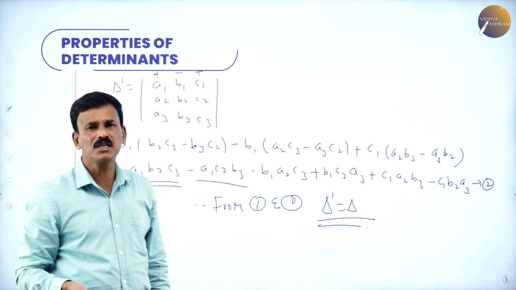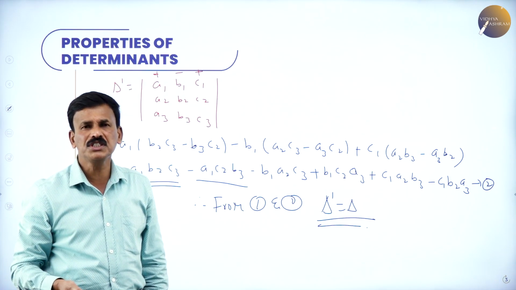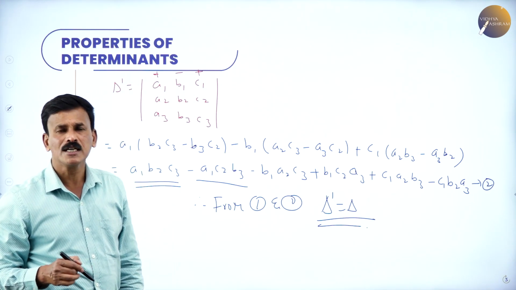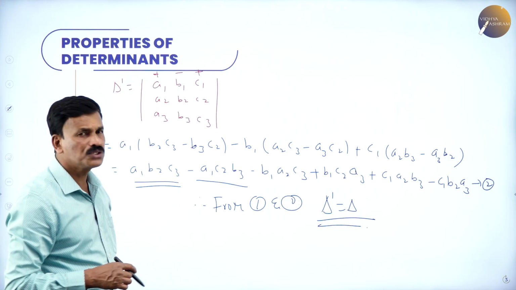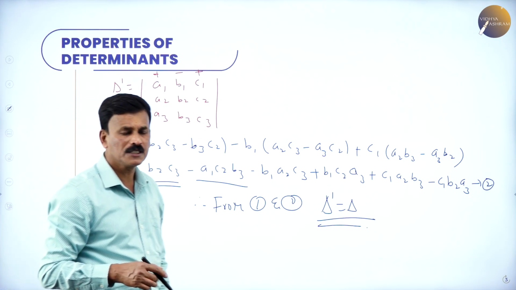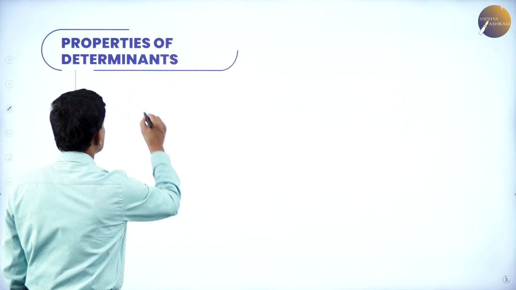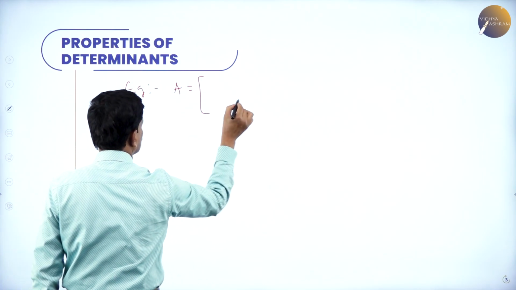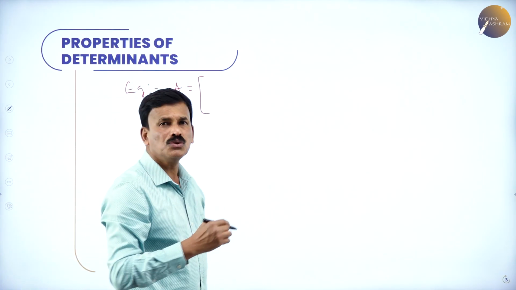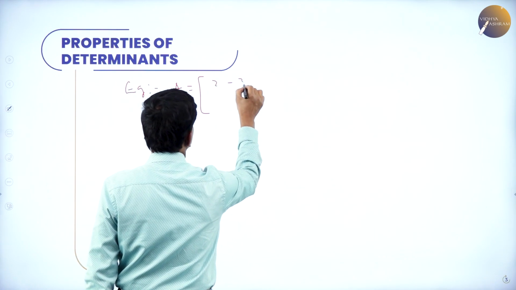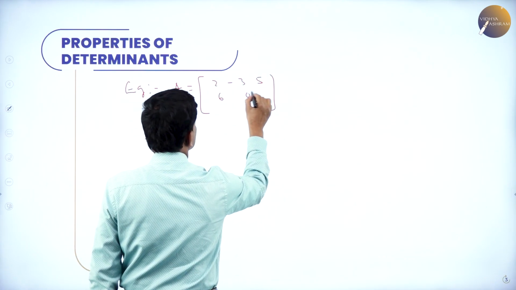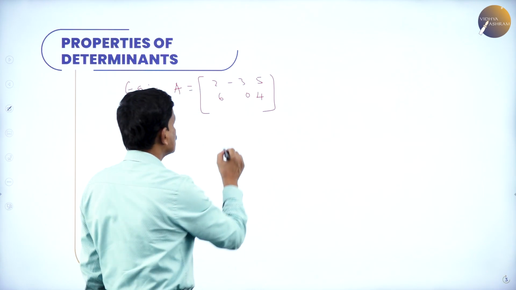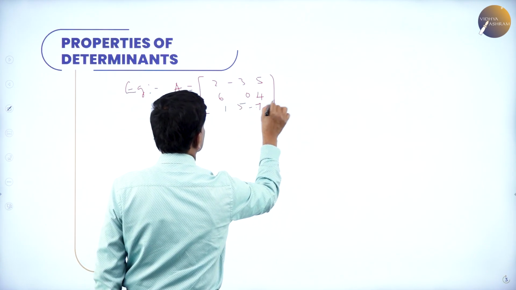The value of a determinant is unaltered, unchanged whenever its rows and columns are interchanged. That's it. This is how we are going to verify the property. Now let us consider an example. If A is a square matrix, A is equal to 2 minus 3 5, 6 0 4, and 1 5 minus 7.